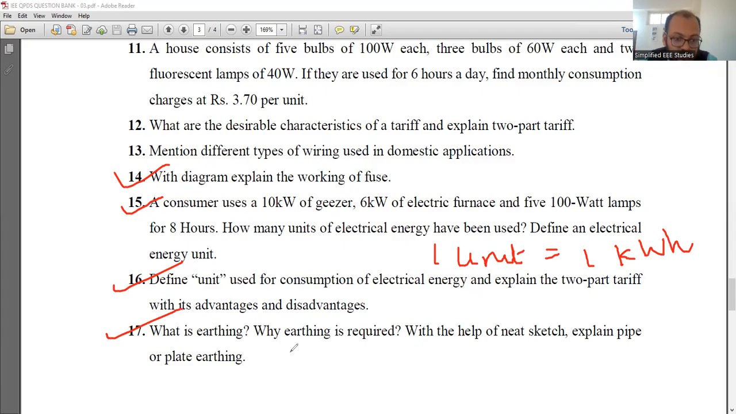So what is earthing? Why is earthing required? With the help of a neat sketch, explain the pipe or plate type of earthing. That is also very important. You can expect either pipe earthing or plate earthing.